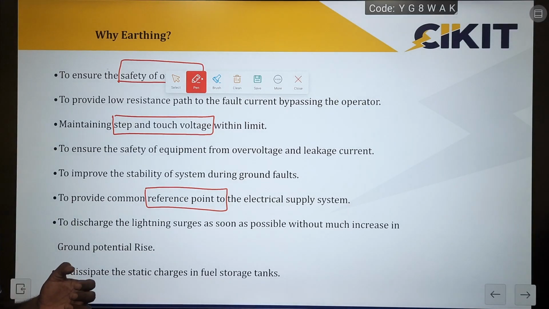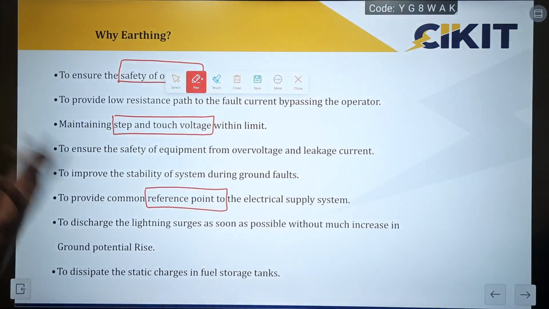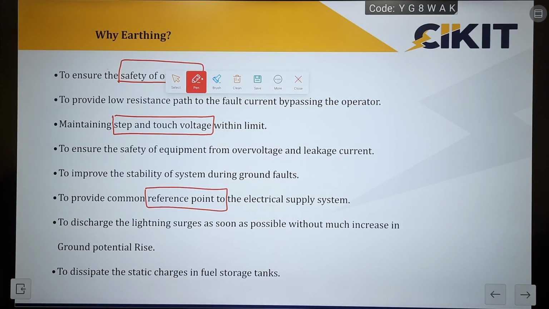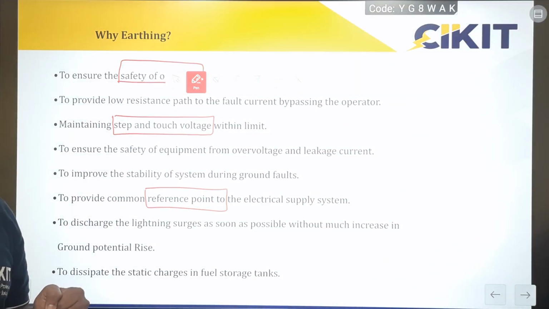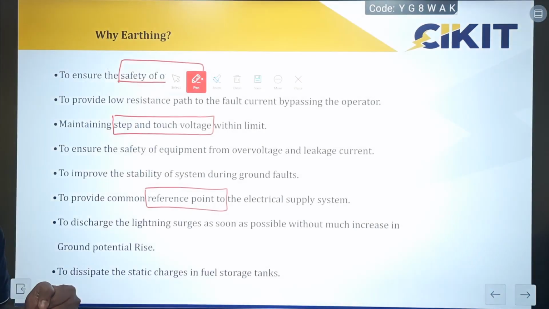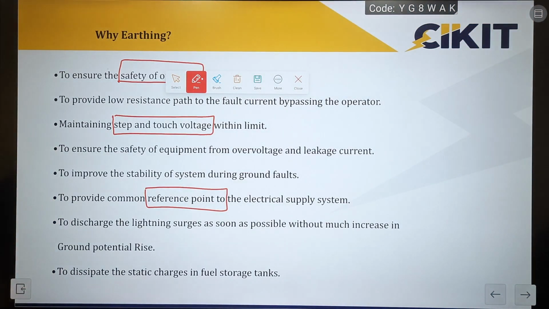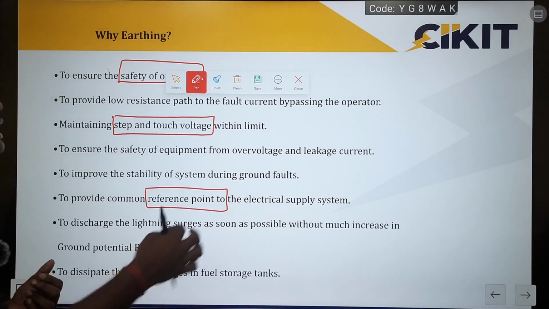So if the earthing is not proper, then the protective equipment won't operate properly. If the earth loop impedance is much higher, then the current flowing through this earthing conductor will be lower. And if the current is not sufficient to operate this protective equipment, then the protective equipment itself won't operate for these earth faults. So for the proper operation of the protective equipment, earthing plays a very important role. So for these applications, we need proper earthing.